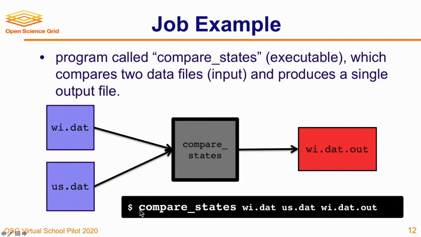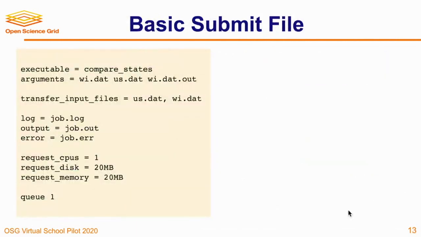And then the command that we might run in our hypothetical example would be the program, which is the first item in our command, the executable, the names of the input files in order, and what we want it to name the output file that it produces. So let's translate that into a basic submit file. And there are multiple components here. We'll walk through them each one at a time.